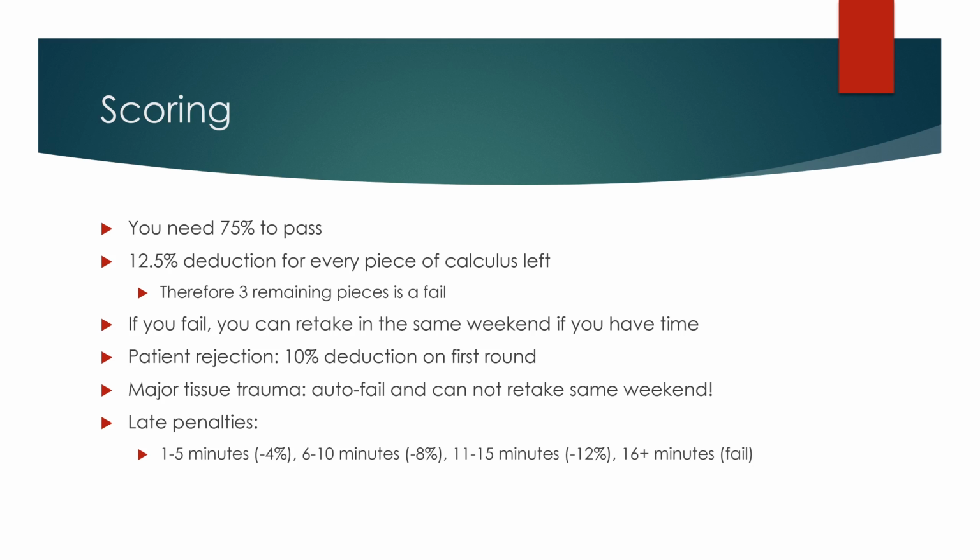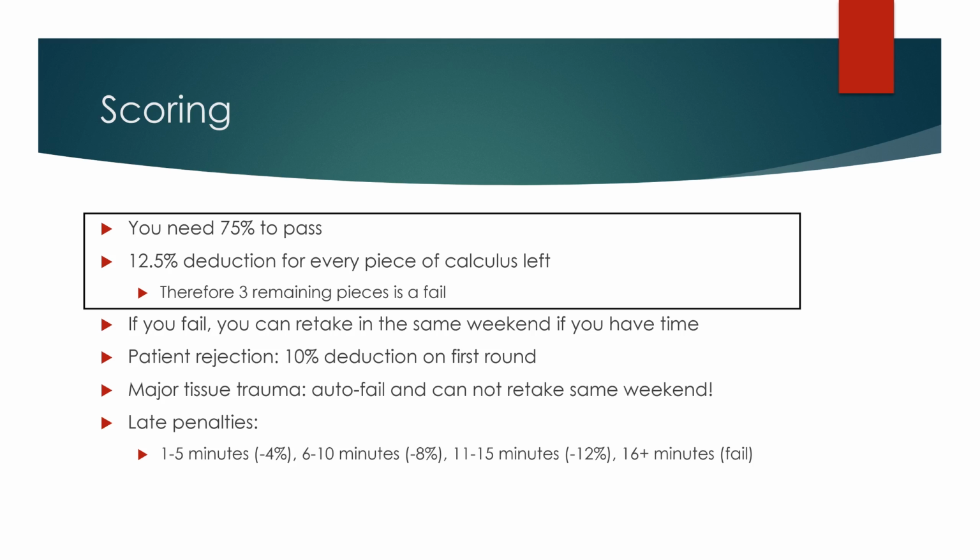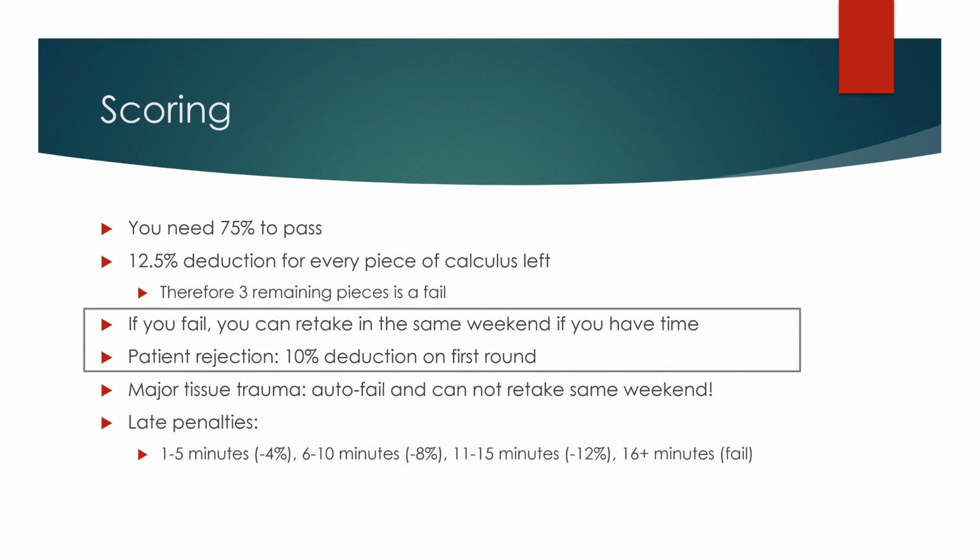Scoring. So this one goes kind of out of 100%. And you need 75% to pass the test. You lose 12.5% for every piece of calculus that's left. So therefore, 3 pieces is a failure. 2 pieces is the minimum you need to pass. If you fail, you can retake it the same weekend if you have time.